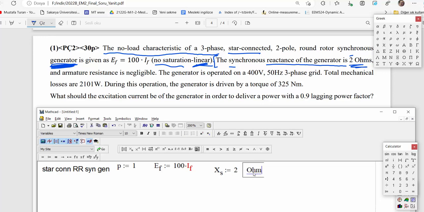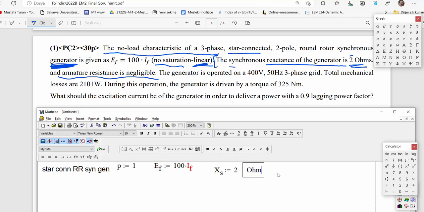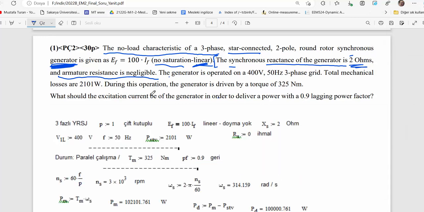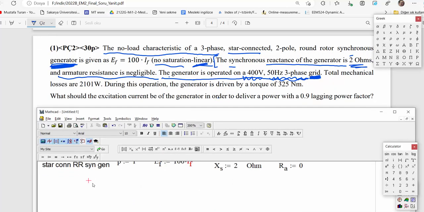Let me write 2 ohms, and the generator has a negligibly small resistance. So Ra is neglected or omitted. Okay, the generator is operated on a grid, having such a voltage, frequency and phase number. Okay, there is on-grid operation.